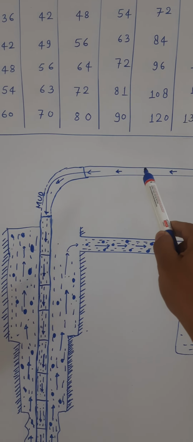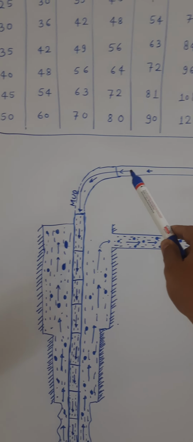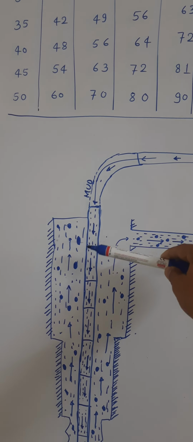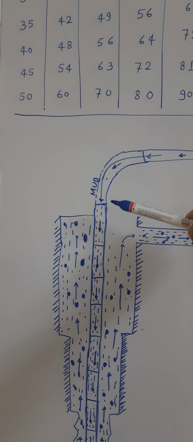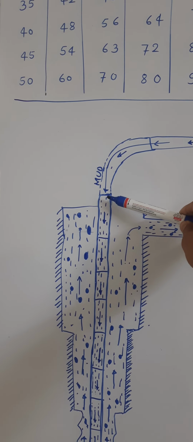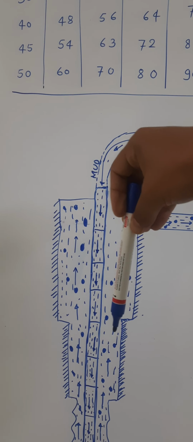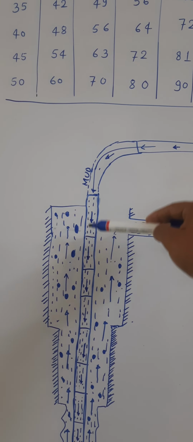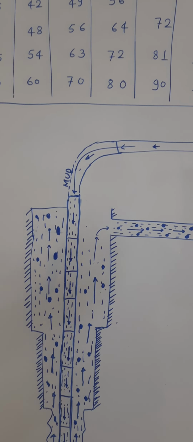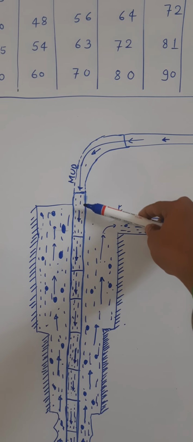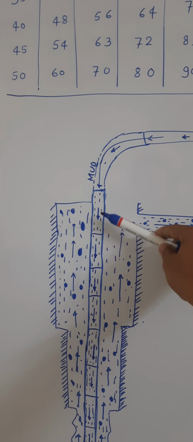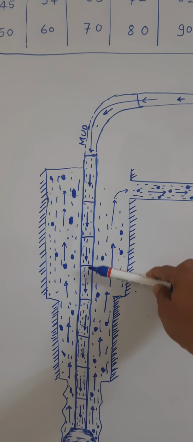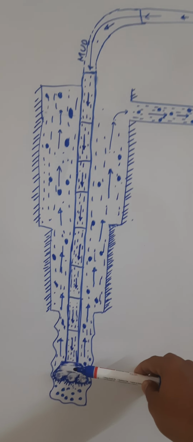This mud is coming from a line, and this line is connected due to some mechanism at the top of the drill string. Why am I saying mechanism? Because there is a mechanism which allows the drill string to rotate, as well as the mud to enter. Okay, that can be discussed later. But anyway, this mud is entering into the drill string, coming down. This is pure mud inside the drill string. It is coming down, down, down, up to the bit.